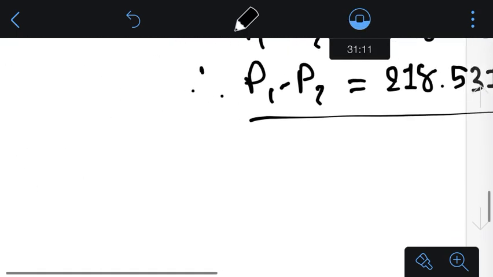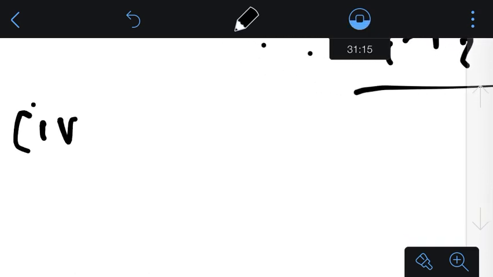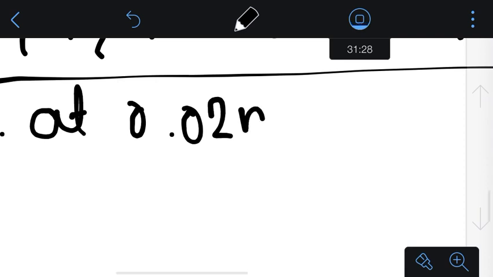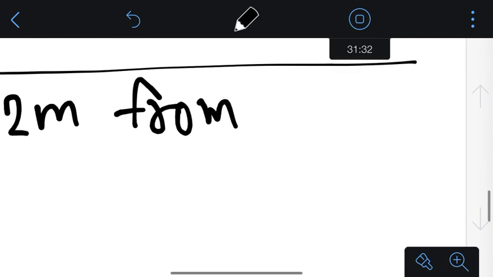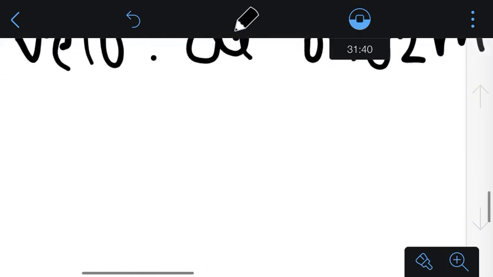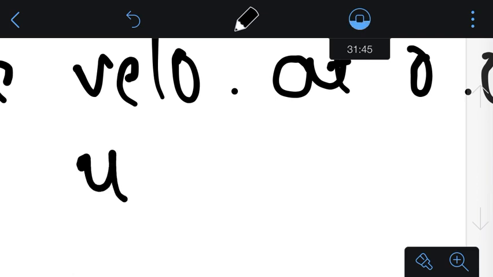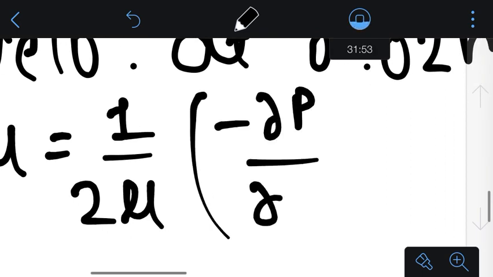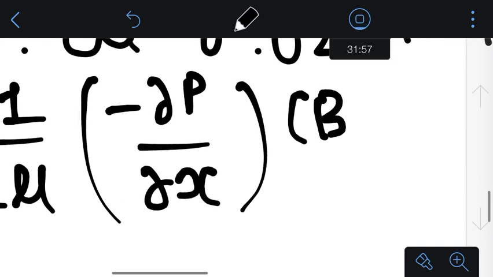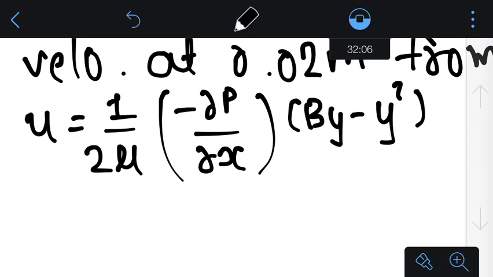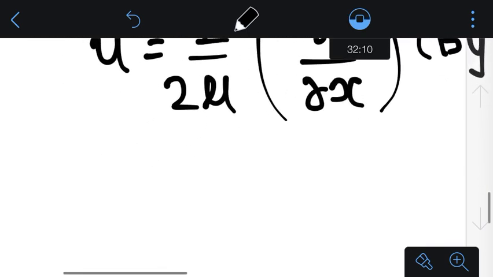So this was our third objective, and the last one, objective number 4 for this example, is nothing but the velocity. The velocity at a distance we have been given as 0.02 meter from the plate, right? This is nothing but, as I have just mentioned, the y distance given to us. So simply we have to use the equation for the velocity. The equation for the velocity u is equal to 1 upon 2 mu into minus ∂p/∂x into (by minus y square). If you see here, we have mu, we have minus ∂p/∂x, we have also been given b, and we have this y available.